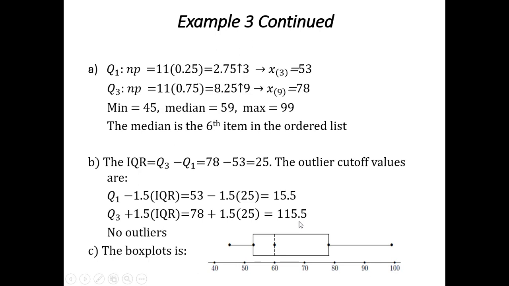And then I go back and I think, do I have any values below 15.5? Well, the answer to that is no, right? The minimum is 45. Do I have any values that are greater than 115.5? Again, the answer to that is no. I know my maximum is 99. So there are no outliers for this data set.